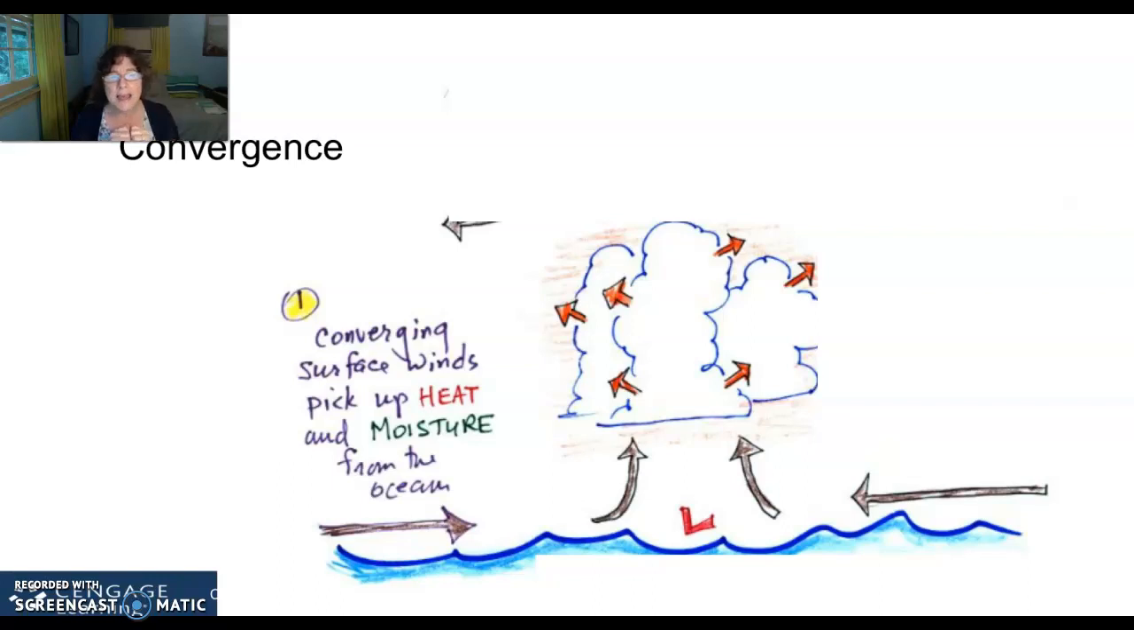In 3 steps, the convergence and the divergence of hurricanes in this gentle area right around 700 millibars. First step is that converging surface winds pick up the heat and the moisture off of the ocean. I think that makes a lot of sense.